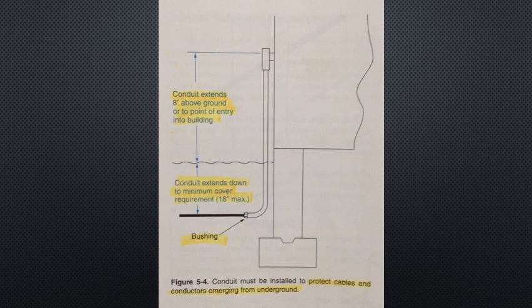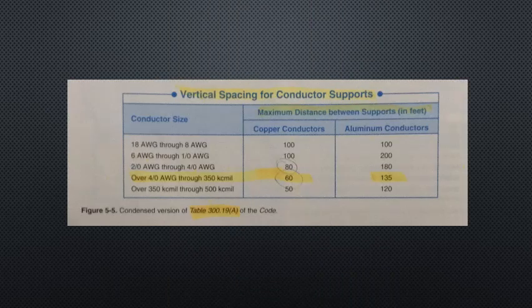Conductor supports in vertical raceway. In buildings where raceways are run vertically, the conductors must be supported at specified intervals. One cable support at the top of the raceway run and at intervals indicated in Table 5-5 are required. This table is a condensed version of Table 300.19(A) from the Code.